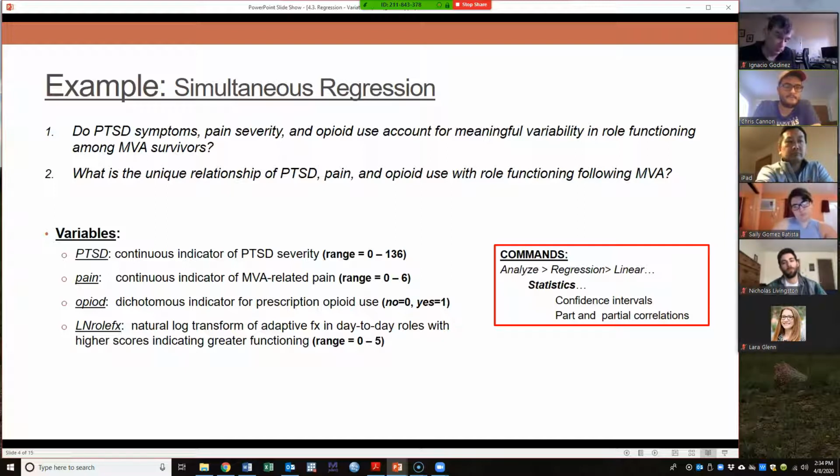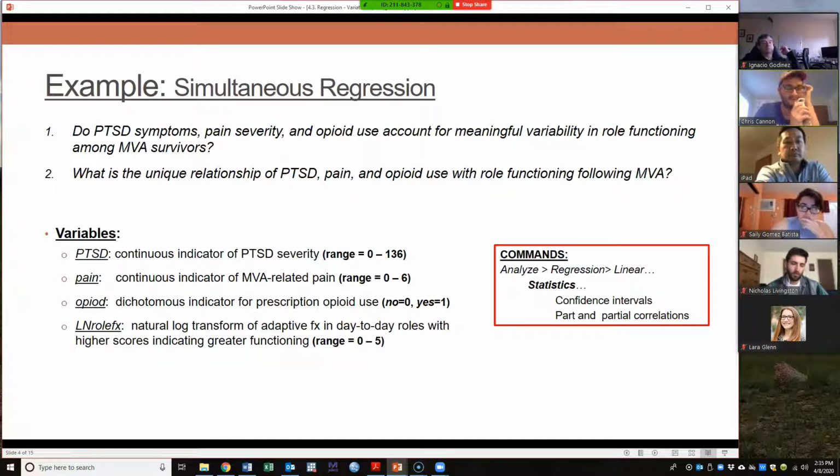okay? But if I'm interested in the unique relation of PTSD, pain, and opiate use with role functioning following motor vehicle accidents, Chris, what are we looking for there? Just your individual correlations between the independent variable and the outcome, the predictor and the outcome. Yep. So my individual regression coefficients here, not the correlations, but the individual coefficients.